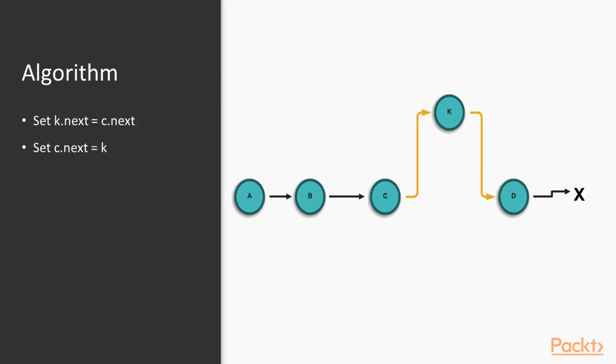Consider this diagram. Here, when we insert node k, the algorithm is pretty simple. The algorithm would be set k.next equals c.next. Set c.next equals k. This works. Largely, as in the imperative world, mutating a node in place is okay. In the functional, immutable world, things are pretty different though.